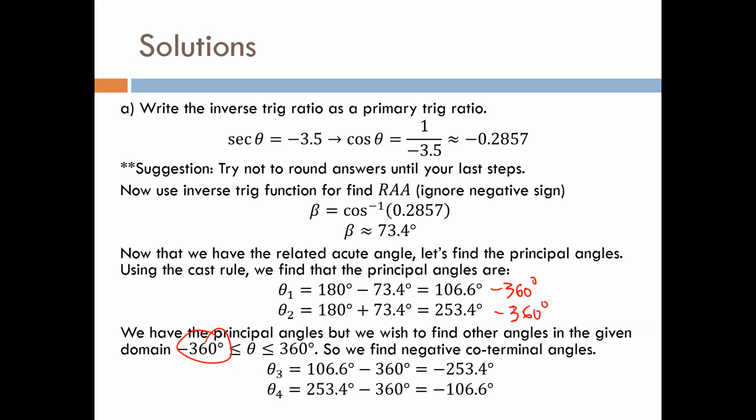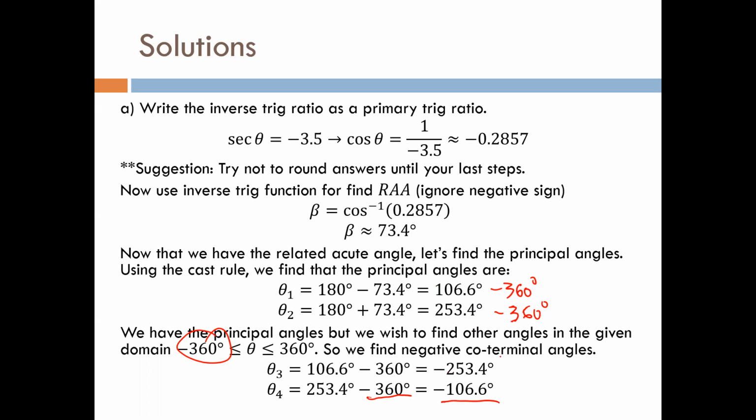And we end up getting negative 253.4 degrees. And then of course the other angle was negative 253.4 degrees. And we want to find out the other negative coterminal angle. So we're going to subtract 360 degrees, and that ends up getting us negative 106.6 degrees.